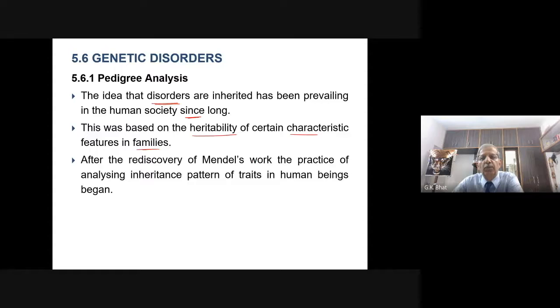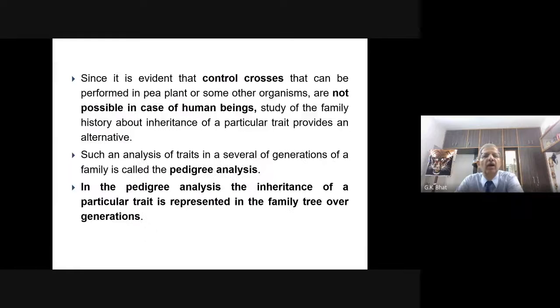After the rediscovery of Mendel's work, the practice of analyzing the inheritance pattern of traits in human beings began. Since it is evident that controlled crosses are not possible in human beings, you cannot ask one girl to marry another boy because you want to study how a character passes to the next generation. We cannot ask any human being to marry because we want to study their future generation.